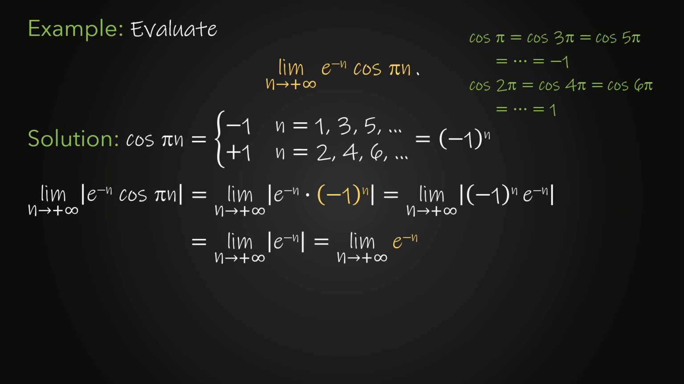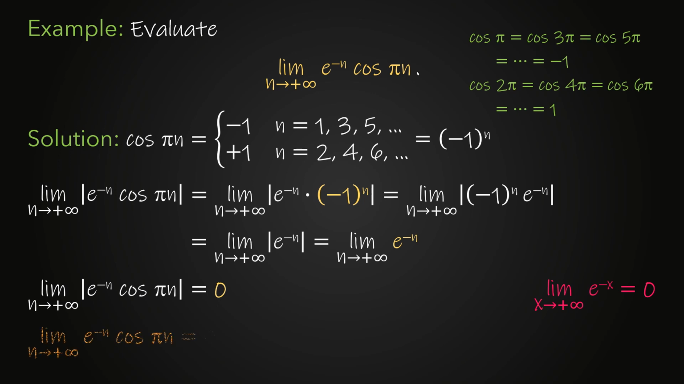Use a limit at infinity expression of an exponential function. It follows that the limit of the absolute value of the sequence is equal to 0. Thus, the limit of the sequence is equal to 0. It means that the sequence converges to 0.